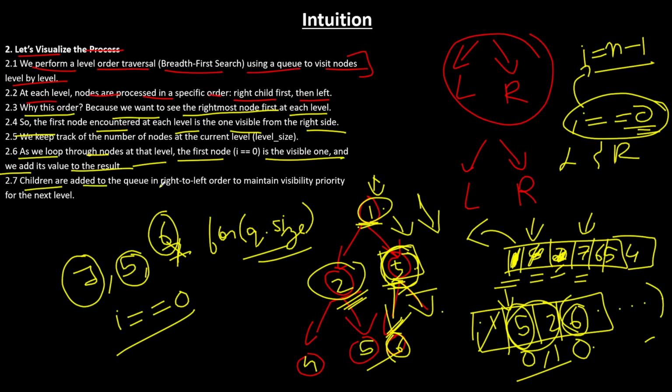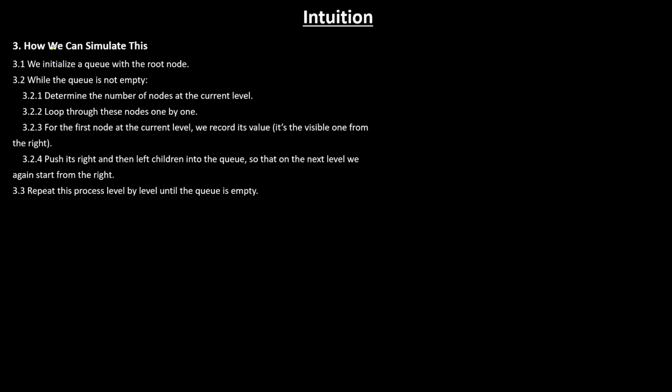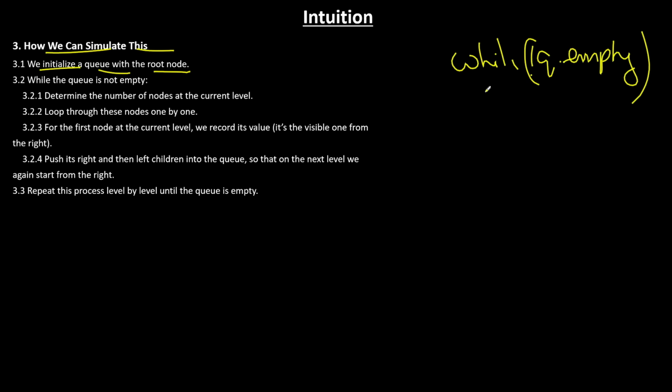Children are added to the queue in right to left order to maintain visibility priority for the next level. Fine. Now, how can we simulate this? We initialize a queue with the root node. Before going to the main traversal, we will just put the root node in the queue.